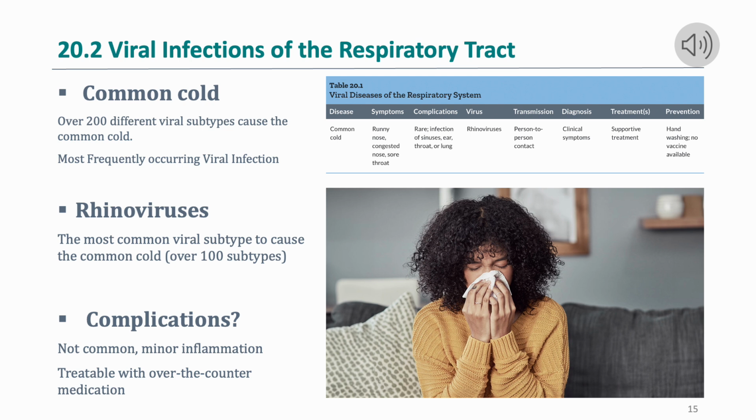What are the complications of the common cold? There are no really known complications other than minor inflammation, sneezing, coughing, and all of these can be treated with over-the-counter medication. The economy spends about $17 billion per year buying over-the-counter medication. Children can catch as many as 8 colds in 1 year, and adults can catch up to 5.